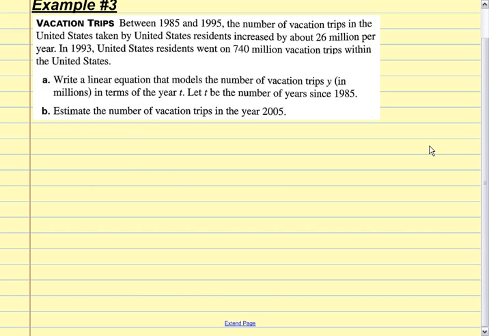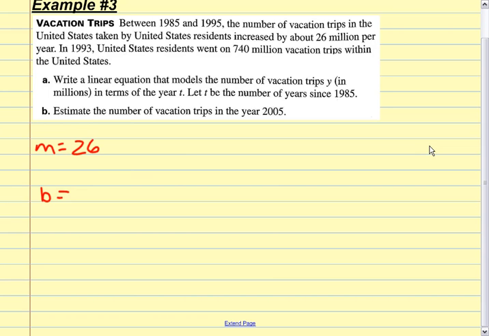And Dylan, what does that tell us? 26 million per year. 26 million is the slope. Anytime I see per, I know that that's going to be a slope. So I know the slope is 26 million, okay? In 1993, United States residents went on 740 million vacation trips within the United States.